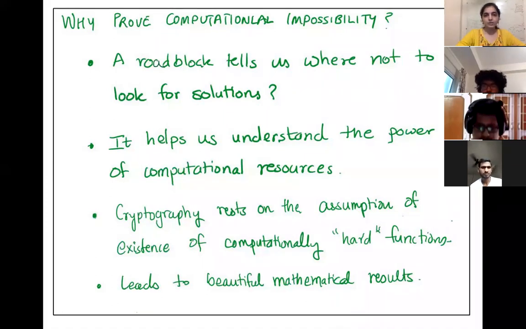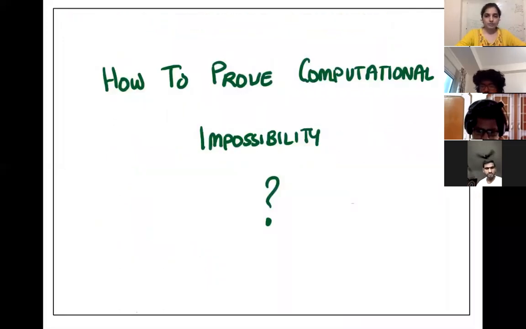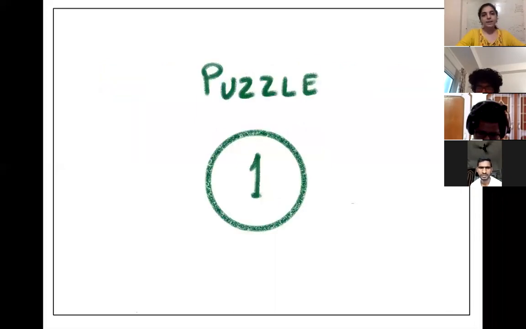So let's see now, how do we prove impossibility results? In order to show how to prove impossibility results, let me just run you through a couple of simple puzzles. Okay. So let me start with my first puzzle. Okay, so puzzle number 1.